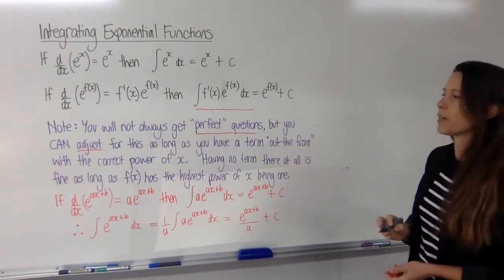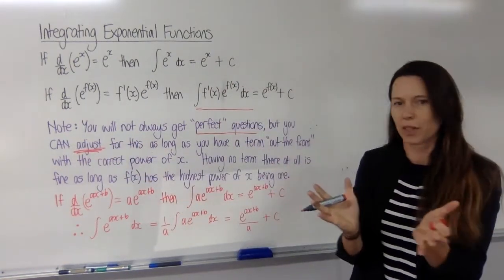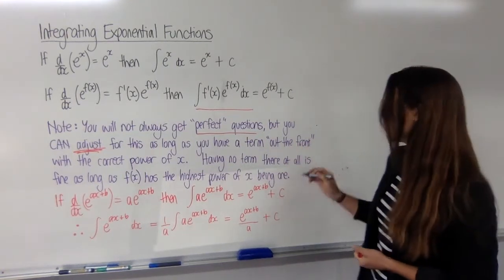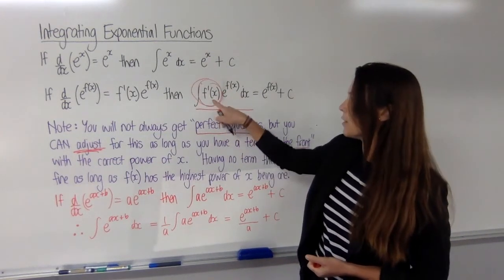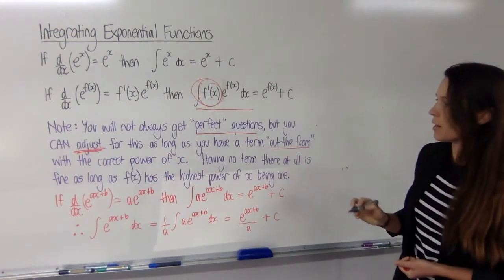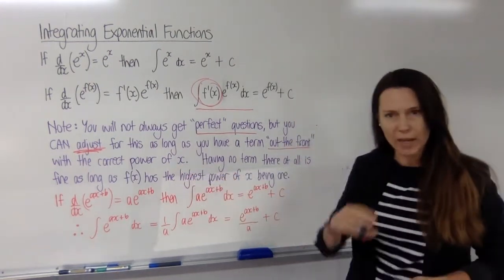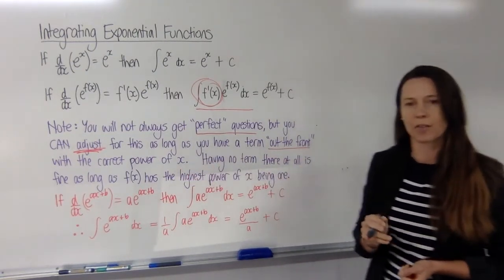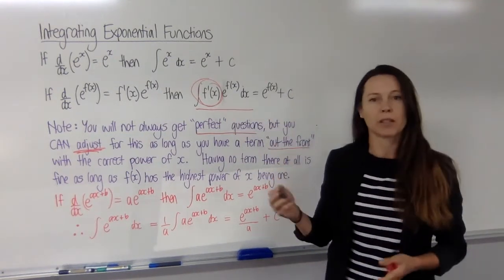Now, even though we won't always get perfect questions, we can adjust the questions that we're given to turn them into perfect questions, and that's how we move ahead. Now, we can only do it if we have a term out the front, because what I'm talking about here is this term here that's out the front of the actual exponential expression. Now, if this term that's out the front has the correct power of x, and what I mean by that is that x squared, x cubed, x to the power of 4, if it's the correct power of x, but the numbers or the constants aren't right, we can adjust for it.